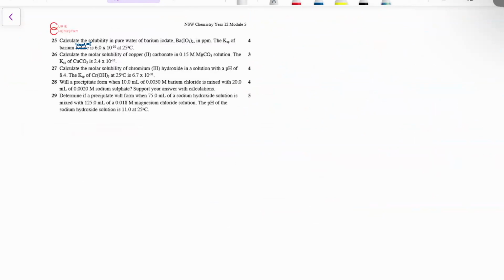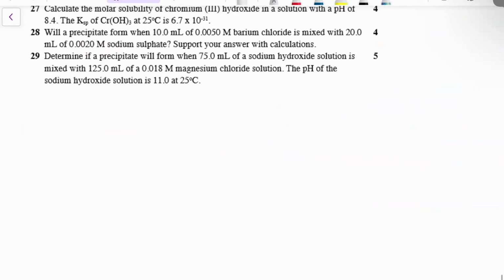All right, let's move ahead. We'll have a look at question 28. Will a precipitate form when 10 mL of 0.005 molar barium chloride is mixed with 20 mL of 0.002 molar sodium sulfate? Support your answer with calculations. So this question 28 is not a difficult question in the sense that there's lots of thinking to do, because it's one of the questions where the step-by-step is pretty straightforward. So this is just revision of the steps.